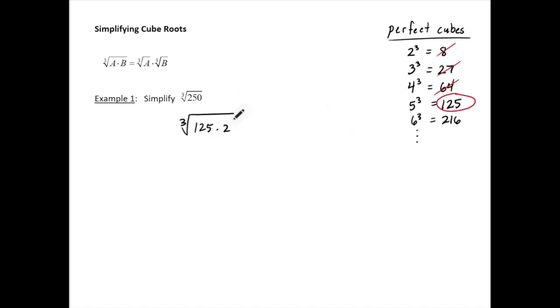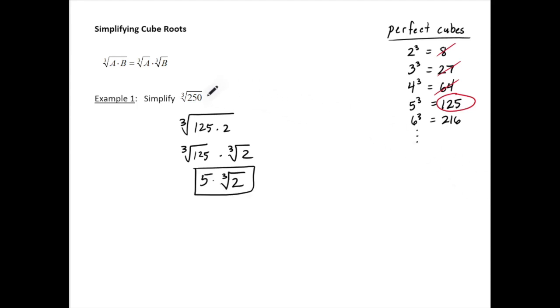Now we can use the product rule for radicals. It says the cube root of 125 times 2 is equal to the cube root of 125 times the cube root of 2. So we'll be able to simplify the cube root of 125 because this is a perfect cube, and we'll be left with a 2 on the inside of the radical. The cube root of 125 is equal to 5, as we can see here.